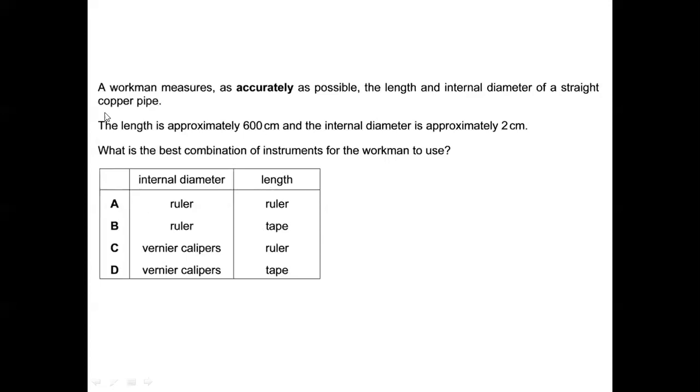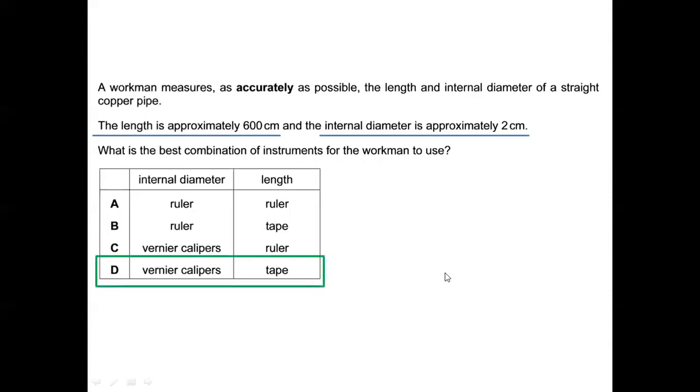Now, notice that the length is approximately 600 centimeters. A ruler only measures a maximum of 30 centimeters. So that means the best option for the tools to use here will be the vernier caliper for the internal diameter and the measuring tape for the length.